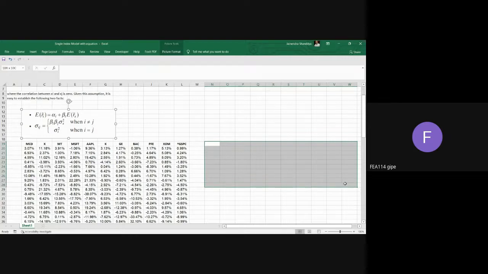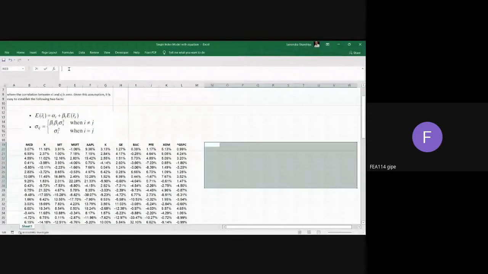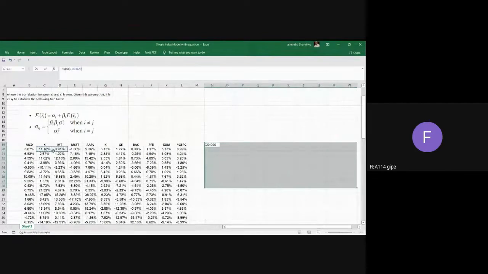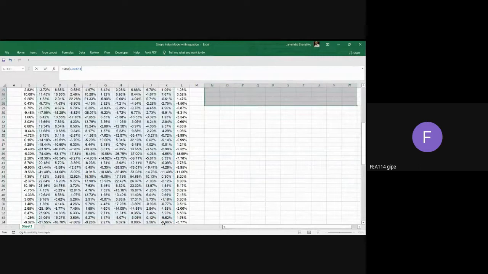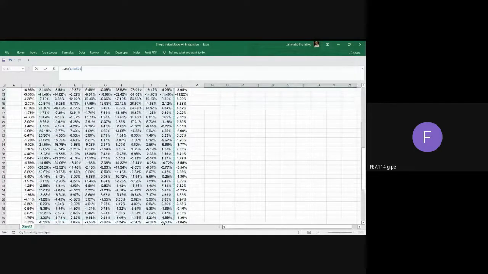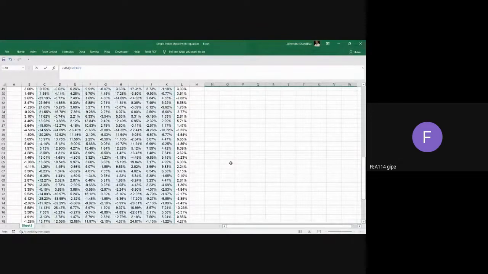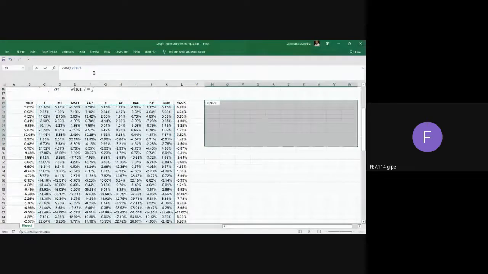Let me select a 10 by 10 array. So I selected a 10 by 10 array, and here I write equals SIM. And then what happens is, in this, first you have to select all the stocks' returns, because we are assuming that stock returns are dependent on the market. So first we have to take stock returns into account, and then the next one is the market return, which is GSPC.